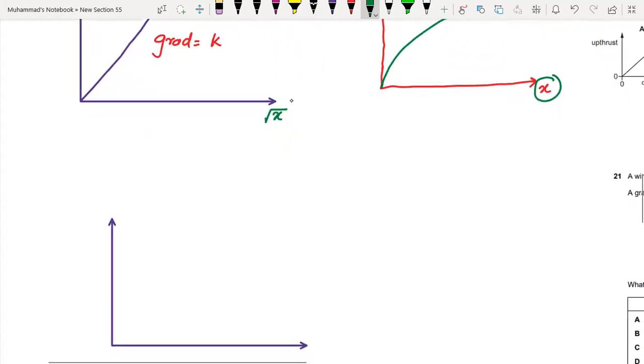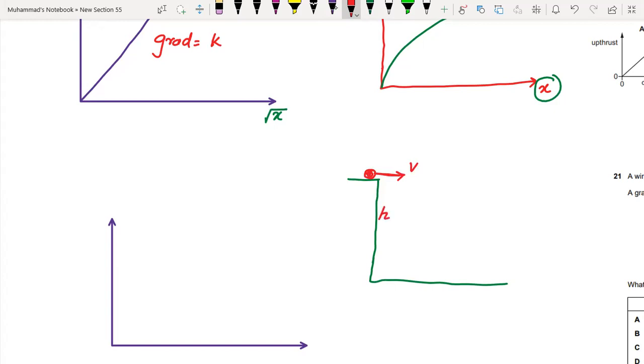For example, if you throw a projectile from some height with initial horizontal velocity, let's say this velocity is v, and you throw it from height h, let's say it lands at distance x from this surface. The horizontal distance is x. You can easily prove that.